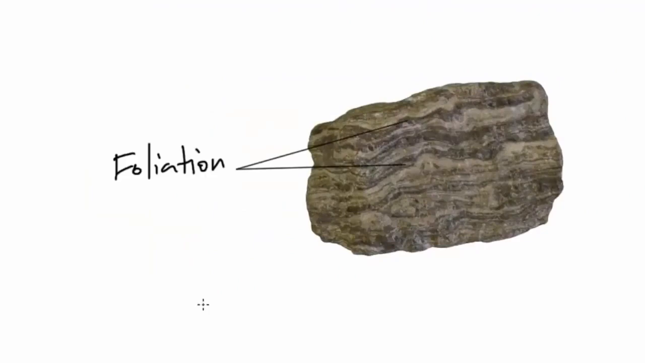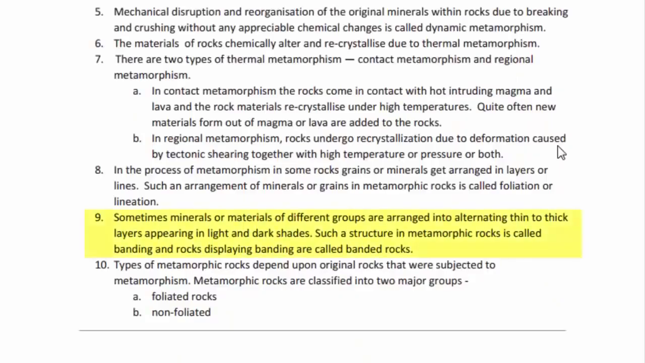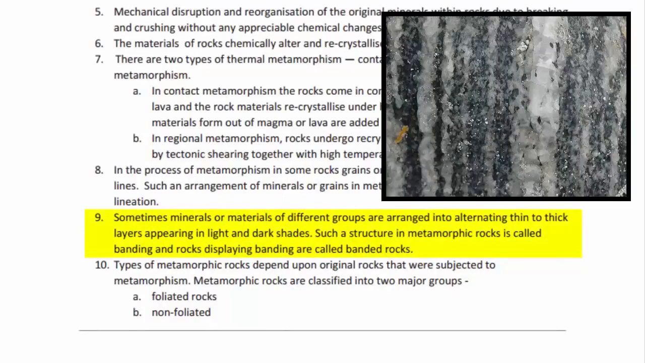Now have a look at this picture. You see this horizontal line, a nice clear pattern sort of a thing? This is called foliation or lineation. Imagine how much pressure this rock must have gone through so that layers are visible. Now in a similar manner we have banding, where layers appear in light and dark shades. They will not have a clear pattern, but still you will see different layers of shades. That's why this is also called foliation.